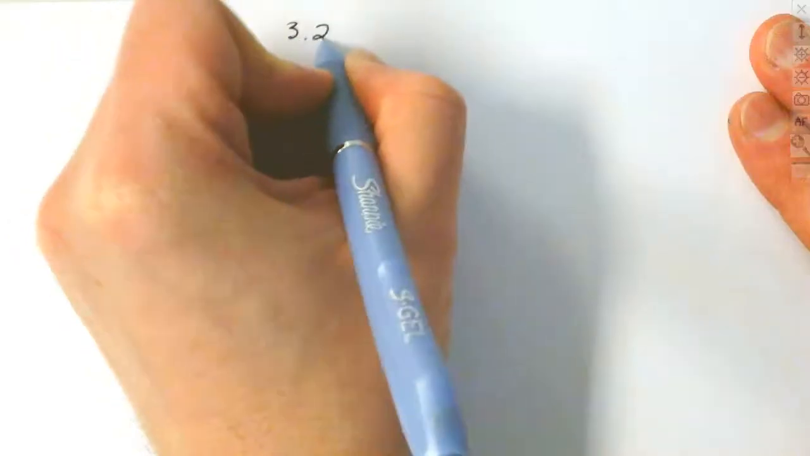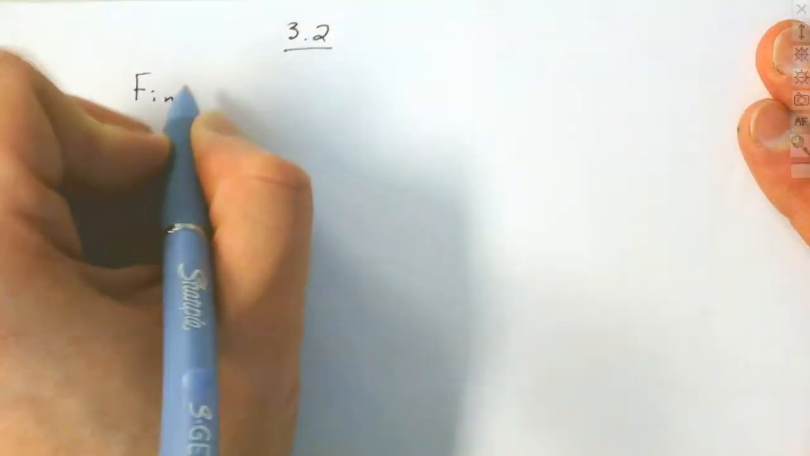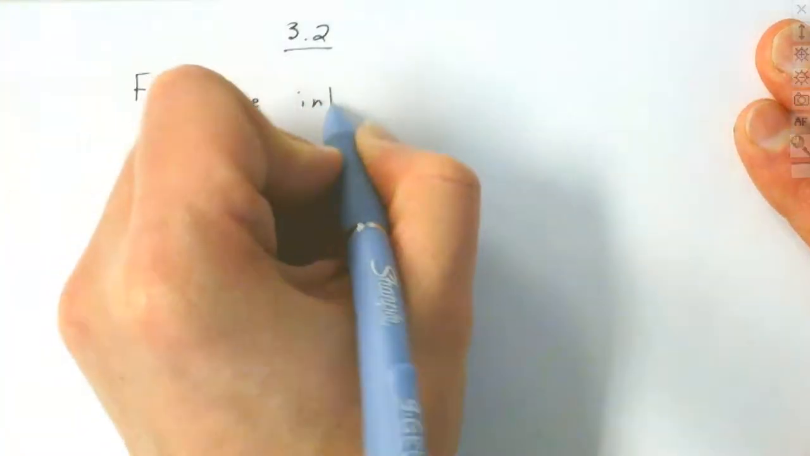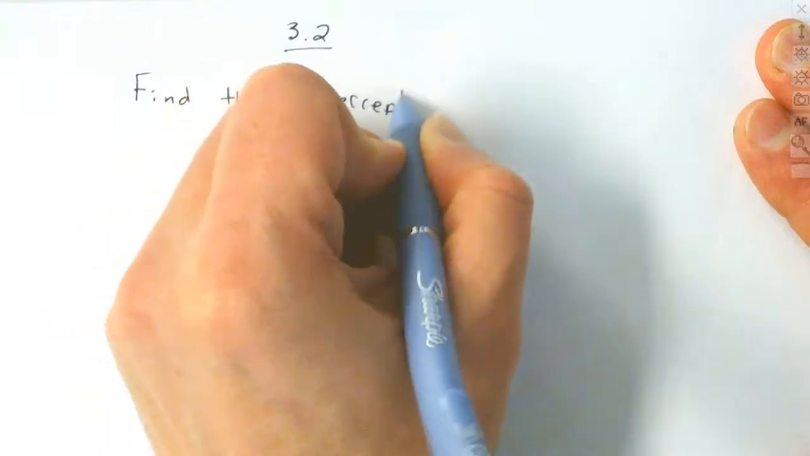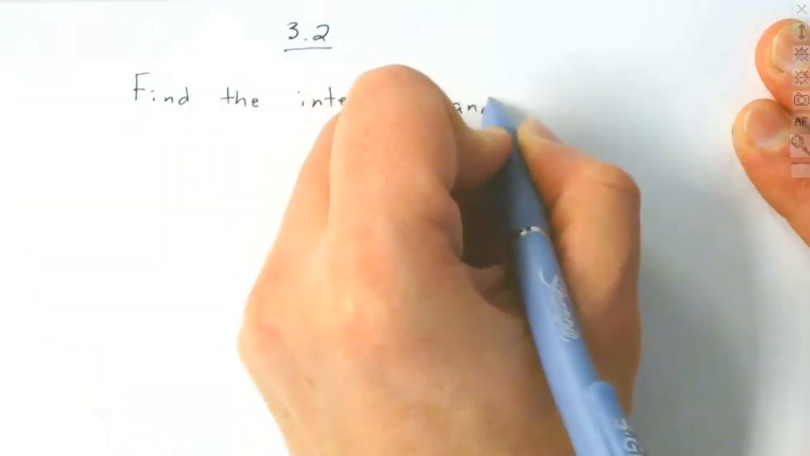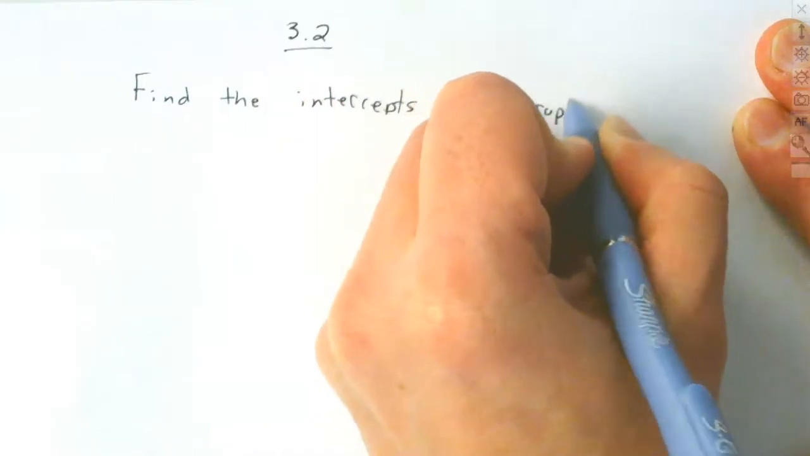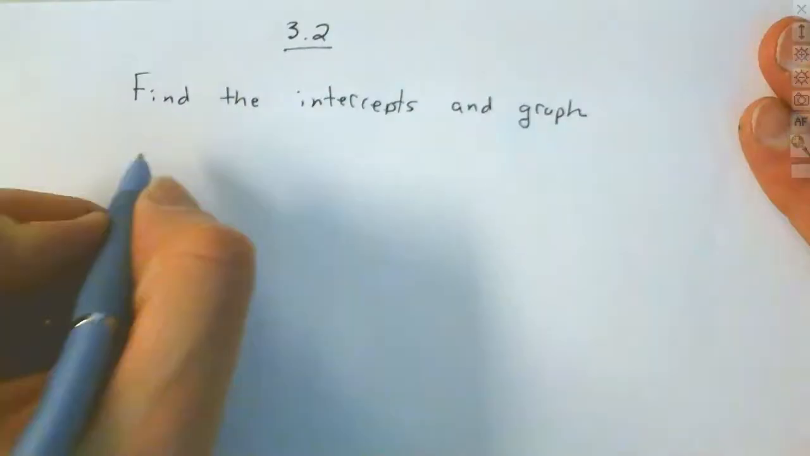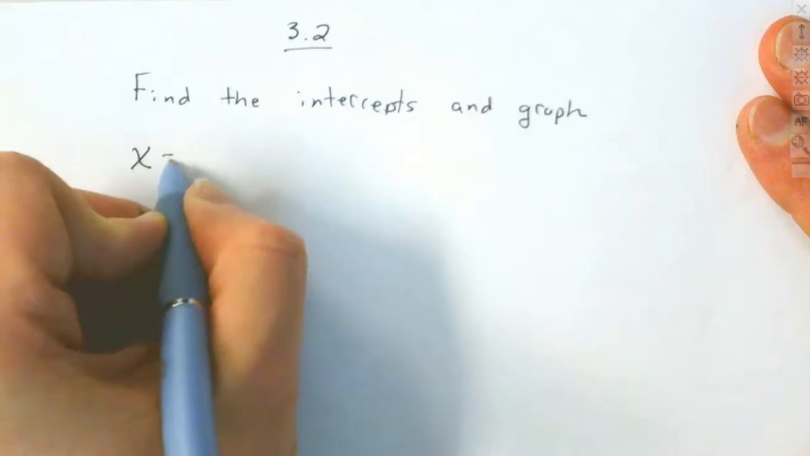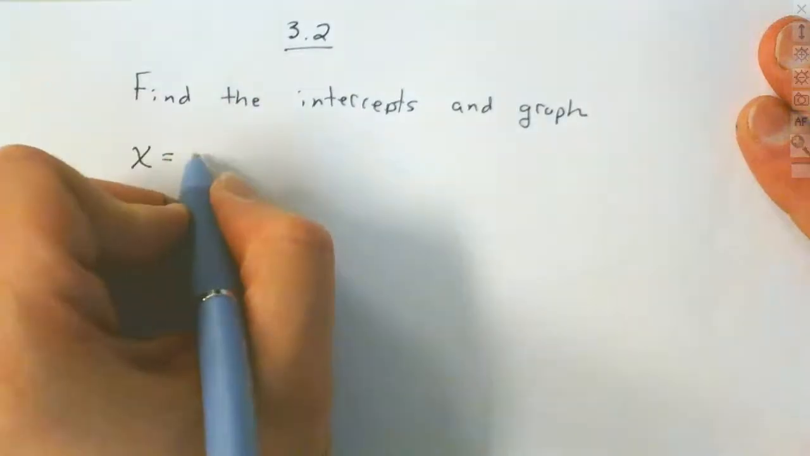Okay, so we're still in 3.2 again. And we're still going to look at intercepts. So we're still going to look at intercepts here. And so we're going to find the intercepts and graph. Now this one is a little bit different because we've talked about these before, and we're going to look at this one again.